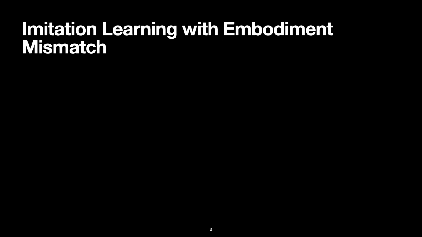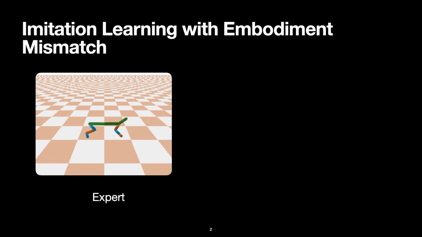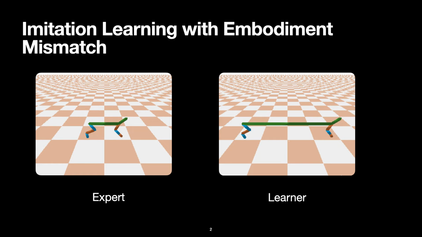Embodiment mismatch in imitation learning happens when the expert that is used to generate the demonstration data has a body that is different from that of the learner that is using that data to acquire the desired skill. As an example, in one of our experiments, the expert is the classic half cheetah, while the learners are a series of half cheetahs with a progressively longer torso, as in this example.